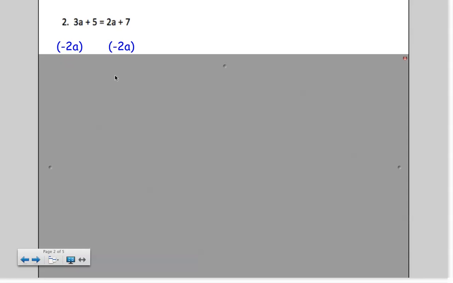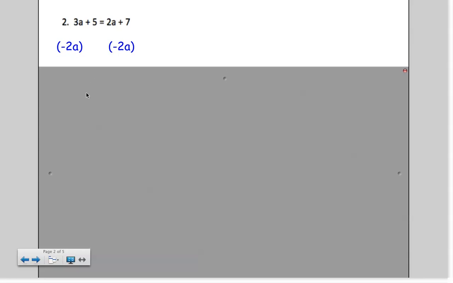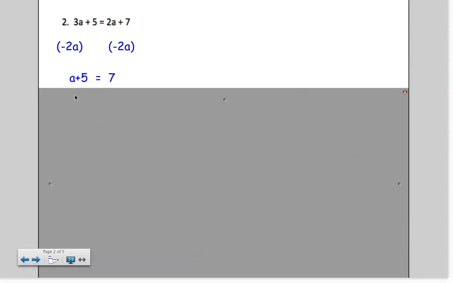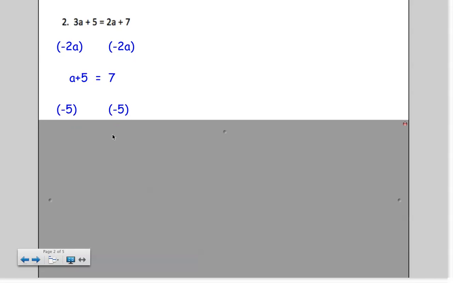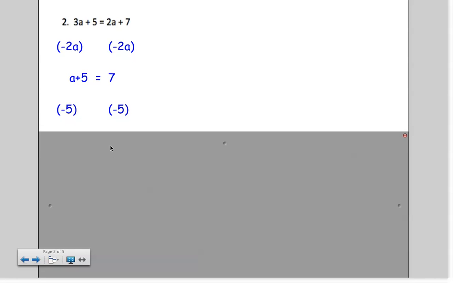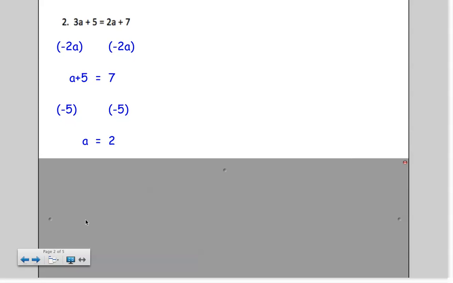Question 2, again we've got a's on both sides this time, so I'm going to choose to subtract 2a from both sides. So on the left hand side I will have a plus 5, and on the right hand side I will have 7. I'm now going to subtract 5 from both sides to solve for a, and that gives us a is 2. And don't forget, you can always check. So if I substitute a with 2, I get 6 plus 5, which is 11. And on this side I get 4 plus 7, which is also 11. So it's a good way of checking.